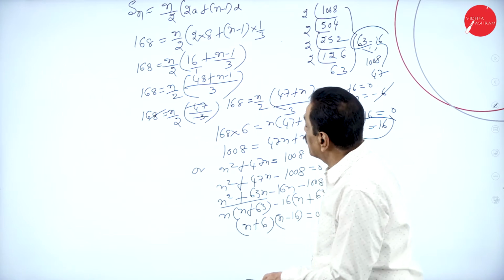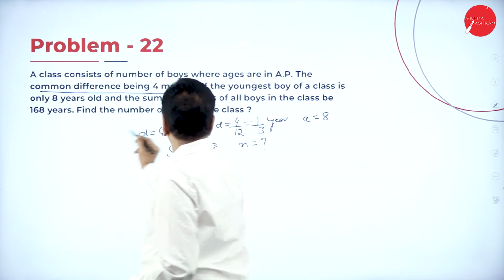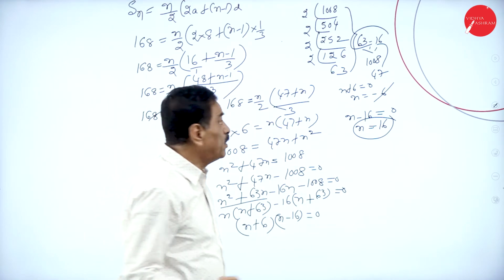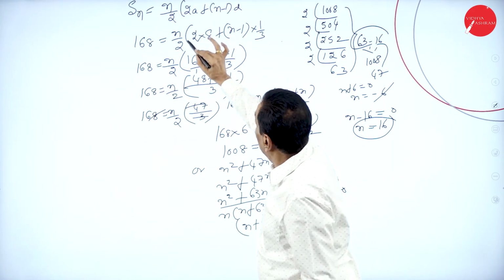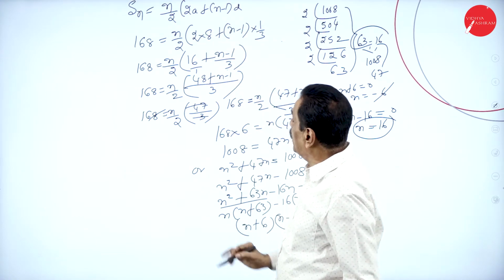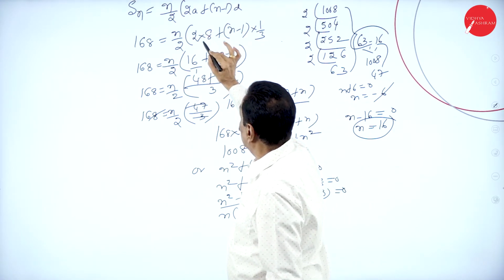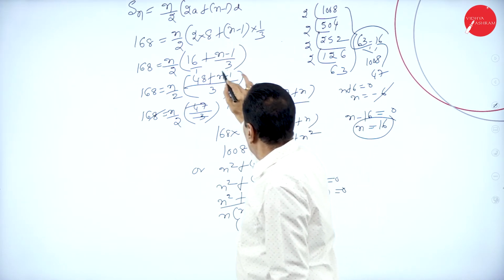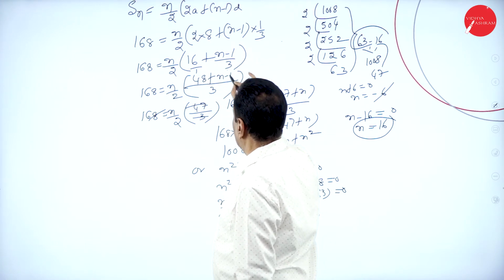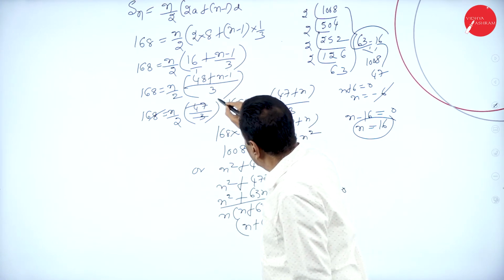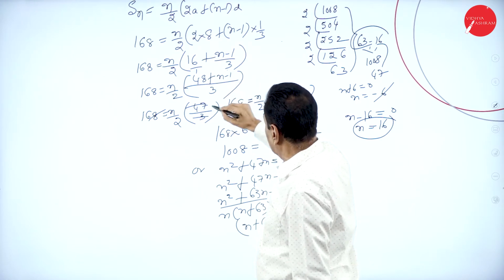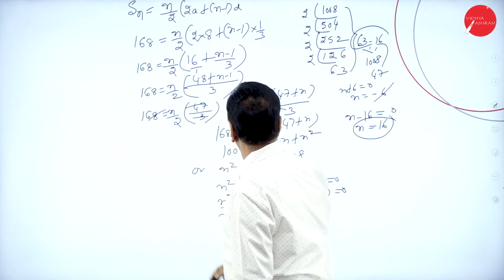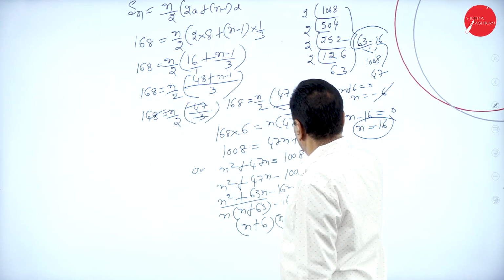What's the answer he wants? Find the number of boys in the class. How many boys are there? 16. How did we know? Sn is equal to n by 2, 2a plus n minus 1 d. 168 is n by 2, 2 into a is 16, n minus 1 into 1 by 3. I took the 3 here. 16 plus n minus 1. I took the LCM 3. 1 3 is 3, 3 into 16 is 48. 3 n minus 1 left over. Then 168, 48 minus 1 is 47 plus n divided by 3.